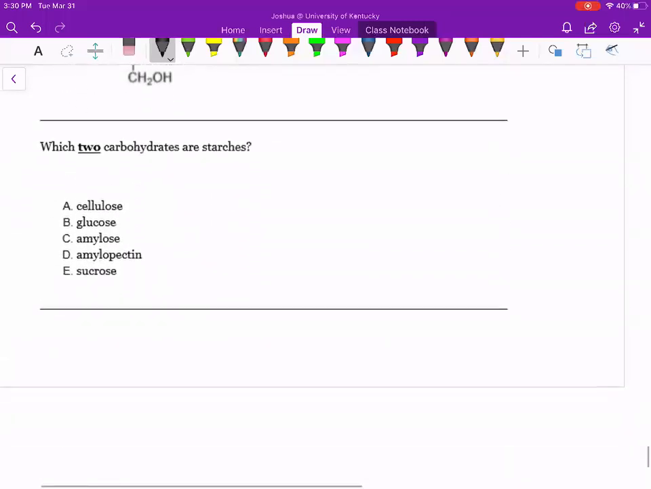And next question, which two carbohydrates are starches? Amylose and amylopectin. Cellulose is a fiber, plant wall material. Glycogen is carbohydrate storage in mammals and animals. And sucrose, that is a disaccharide.